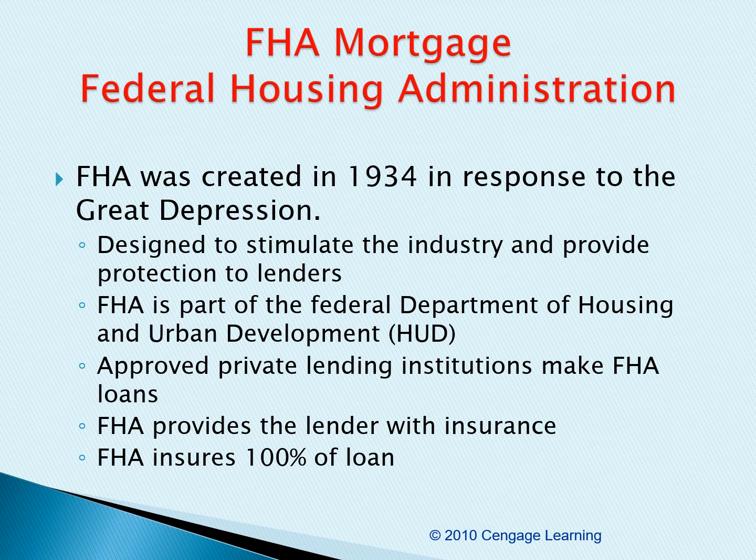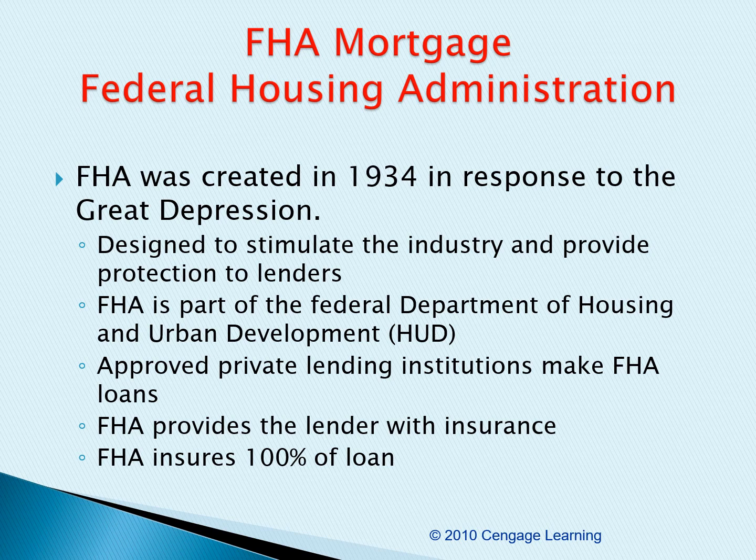The second type of mortgage that we're going to talk about is an FHA mortgage. This is the Federal Housing Administration. It was created in 1934 in response to the Great Depression, and they were trying to stimulate the economy, to stimulate the industry. They wanted to protect lenders, but they wanted people to still buy and borrow money. So the FHA is a part of the Department of Housing and Urban Development. This is HUD, and they make FHA loans through approved private lending institutions.